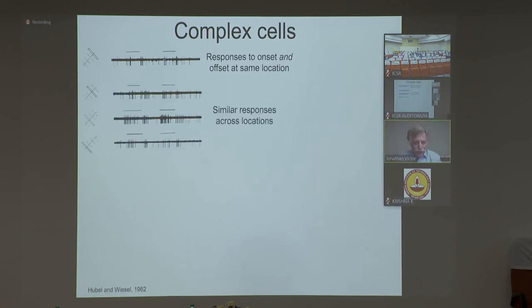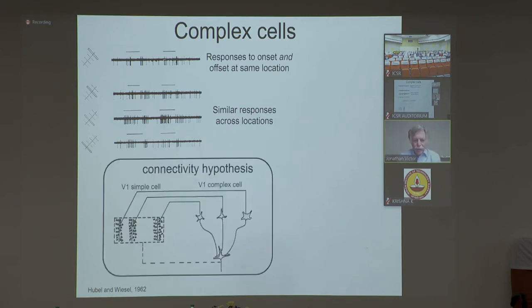To make matters worse, if you take the same bar and present it in different parts of space, rather than finding on and off regions, one found that whatever it did in one part of space, it also did in other parts of space. So for example, here, when the bar is presented, the cell fired, and when the bar is withdrawn, the cell also fired. And here, when the bar is presented, the cell fired, and when it's withdrawn, the cell also fired. So it doesn't have on and off regions, and whatever it does in one region, it does the same when you withdraw a stimulus from that region.